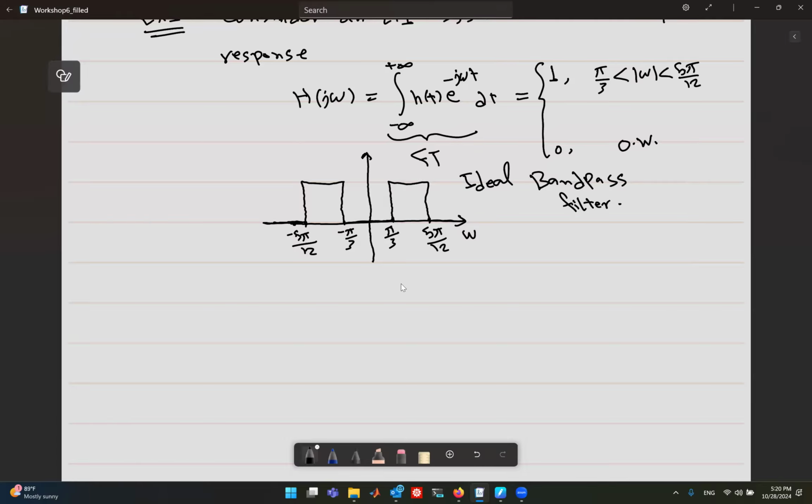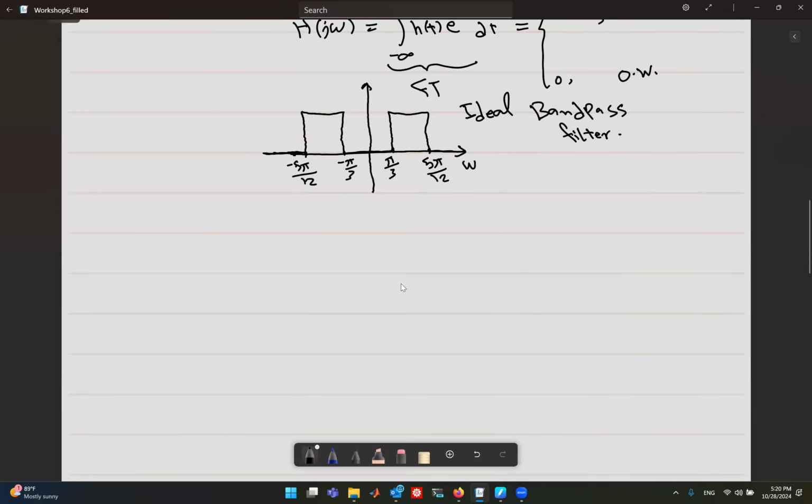Ideal is because it cuts at those edges sharply and instantly kills any frequency larger than this value, and kills the frequency to zero. Whenever the input frequency is outside those two bands, nothing will be at the output of the system. So we call it an ideal bandpass filter.